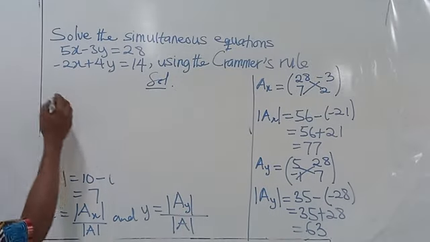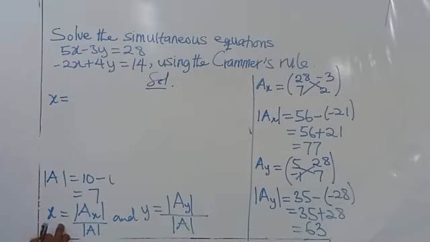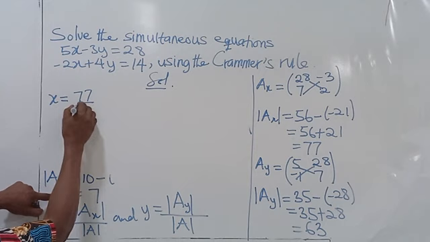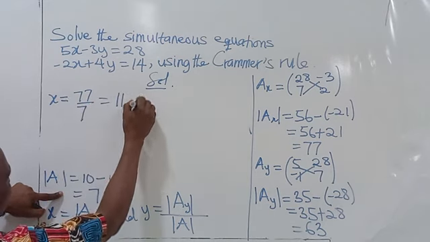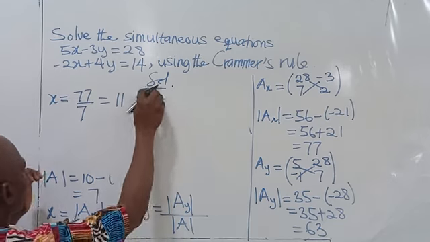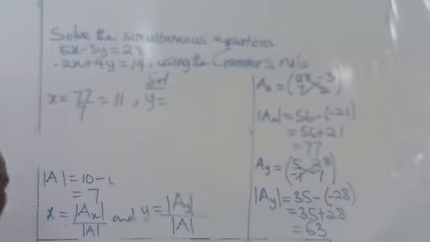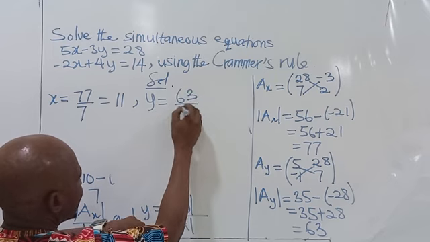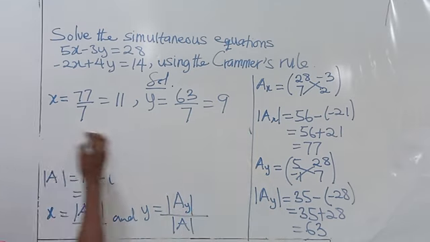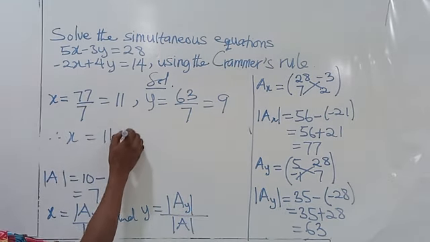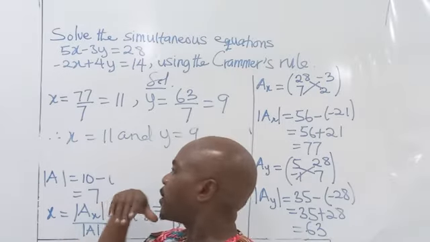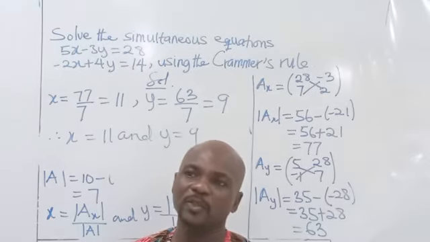Alright, so now my x, from what I have here. The determinant of AX is 77 over the determinant of A, 7, that is 11. And y is the determinant of AY, 63, over the determinant of A, which is 7. That gives us 9. Therefore, x is equal to 11 and y is equal to 9. Very simple, right? So these are the values of x and y using Cramer's rule.